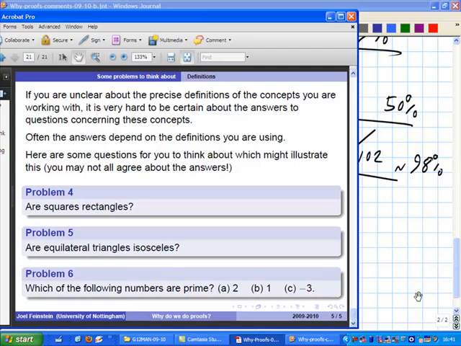Problem 5 is almost exactly the same. It's the same problem you have to deal with. What is the definition of an isosceles triangle? Now, Wikipedia says that an isosceles triangle, well, the last time I looked, Wikipedia said that an isosceles triangle is a triangle with two equal sides. But it doesn't make it clear whether it means exactly two equal sides or at least two equal sides.